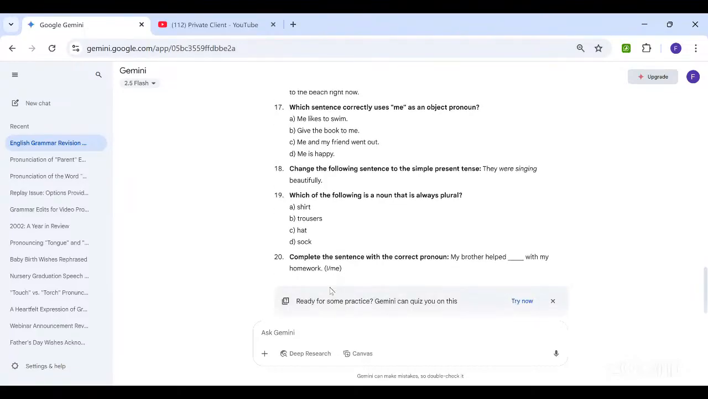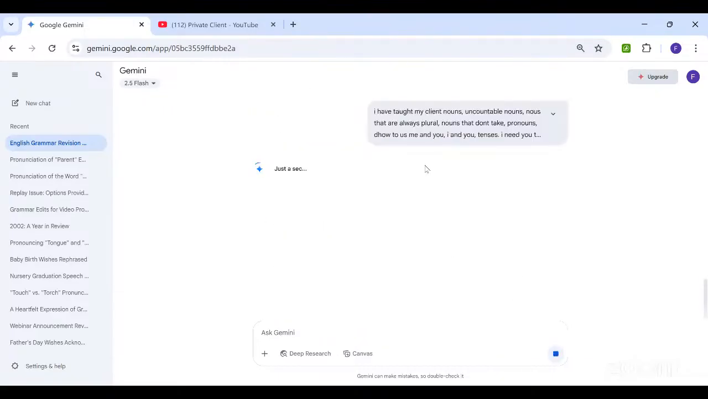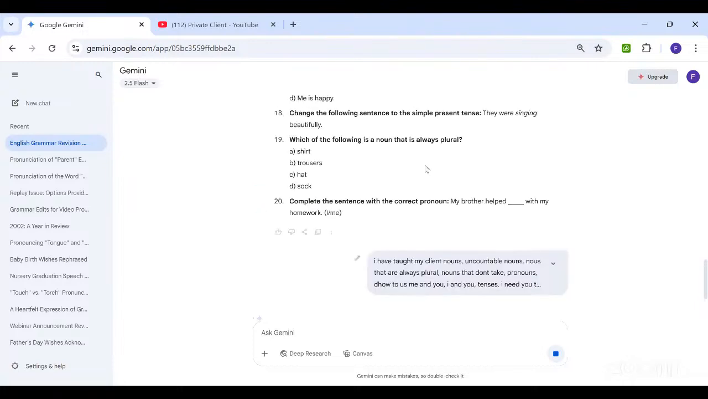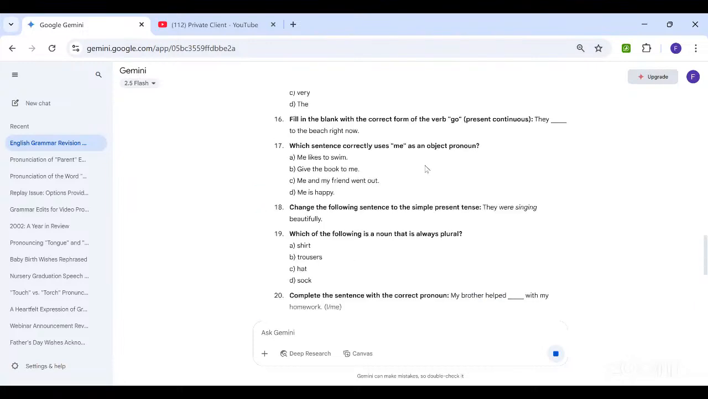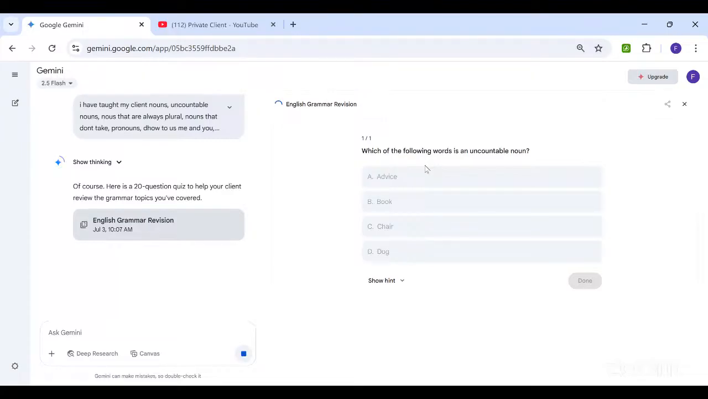The last sentence, it says, complete the sentences with the correct pronoun. My brother helped dash with my homework. So is it my brother helped I or my brother helped me? My brother helped me. Helped me with my homework, very well. Do you have any question about this before we move to the quiz?